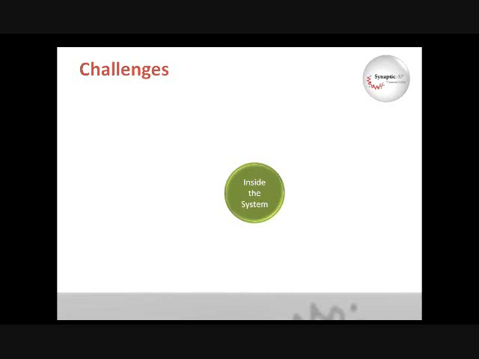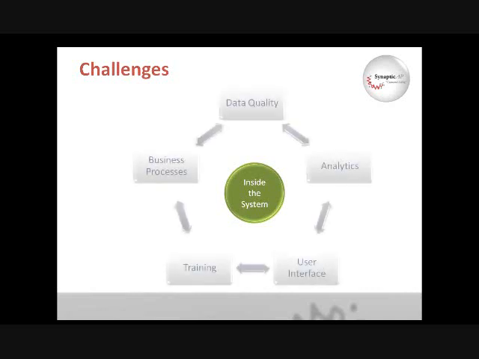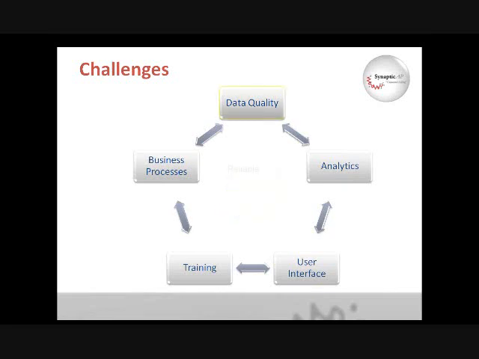From a challenges perspective inside the system, there are 5 fundamental areas that every organization has to look at around user adoption and trying to figure out the differences between the two. The first is data quality, right?